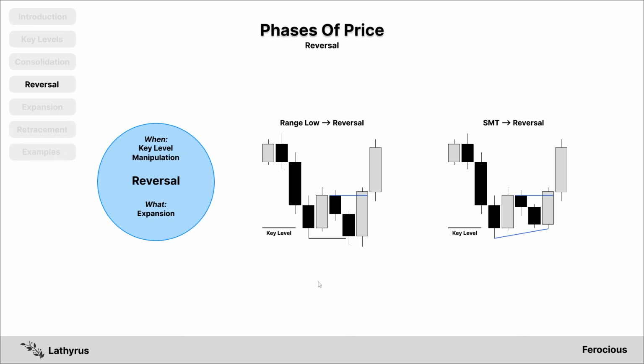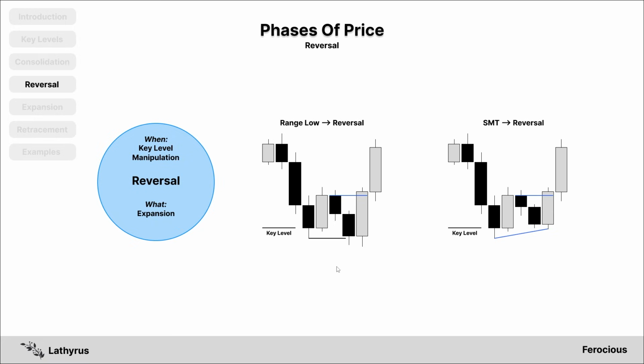The second phase of price I'm going to talk about is reversal. When can we expect a reversal phase of price? This is after we hit a relevant key level and we form a manipulation move at this key level. What to expect after we form a reversal? We can expect a new phase of price expansion.